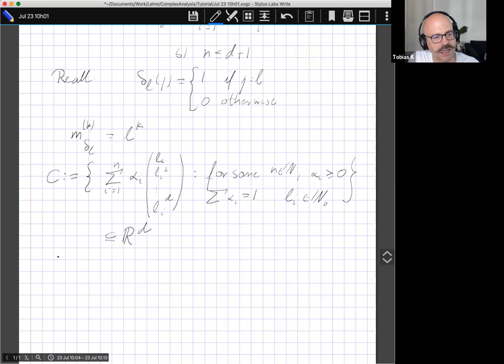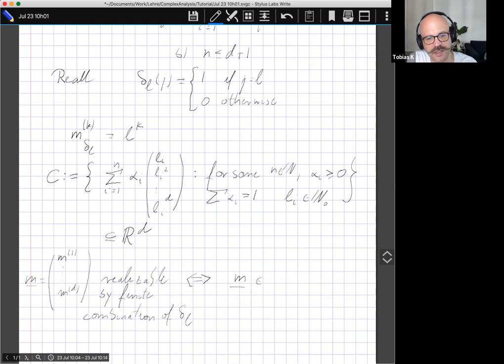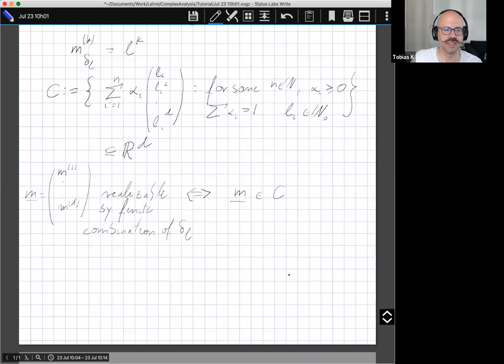Now I claim the following: a vector m_1 till m_d, which let me call m underline, is realizable by a finite combination of delta_L's, which is equivalent to the fact that m is contained in C. So I now have a set theoretical description of what it means to be realizable.